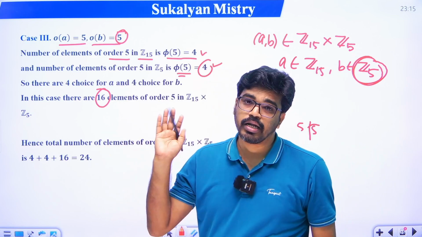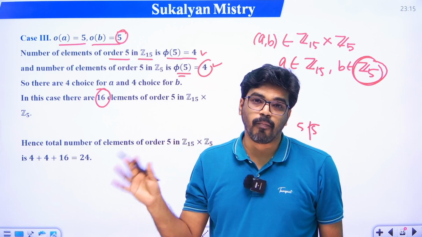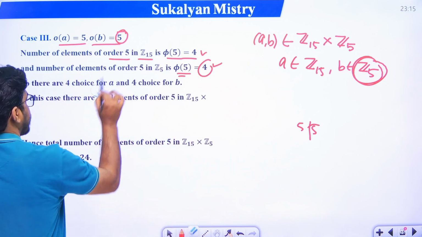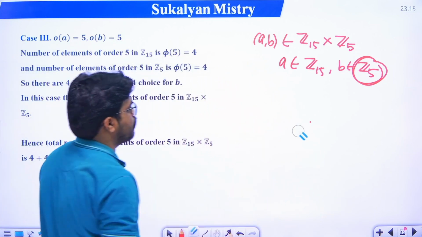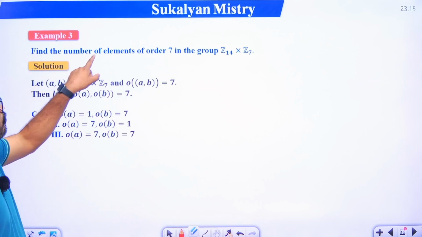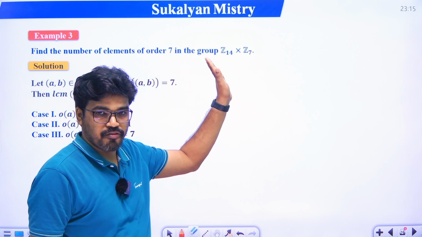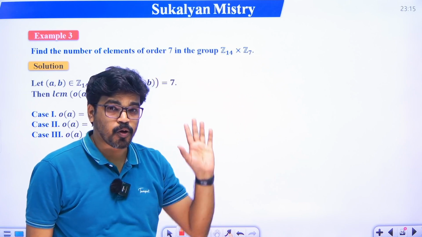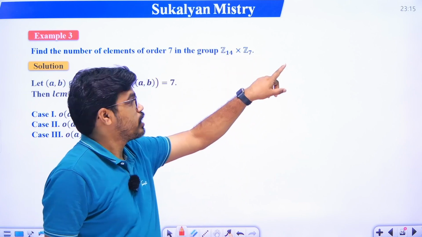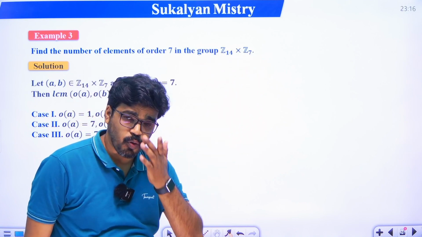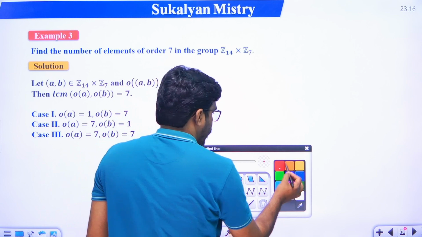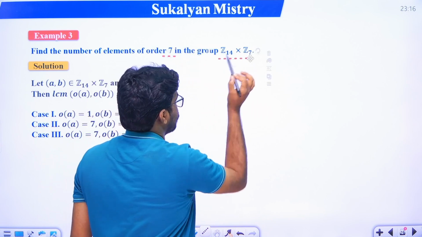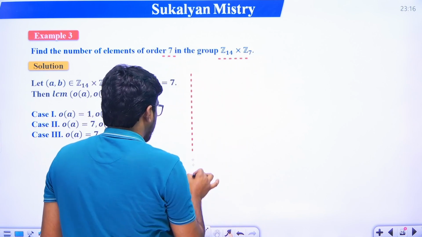So that was example 1, example 2 is a similar problem. Okay, clear, right? So next example, same problem. Example 3, find the number of elements of order 7 in the group Z14 cross Z7. Same problem, Z14 is a cyclic group, Z7 is a cyclic group. We have to find the number of elements of order 7 in this group.